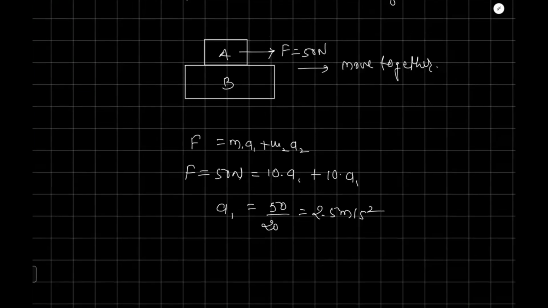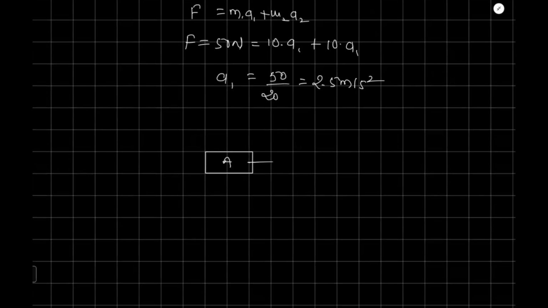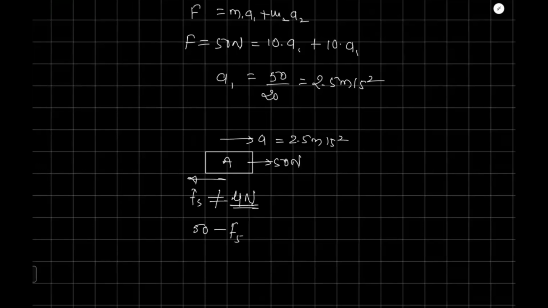If you have to find the friction now, you make this block A, and on this one the force is 50 Newton. I am assuming the friction force will act in this direction, and it has acceleration here, that is 2.5 meter per second square. So I can say 50 minus Fs, and this time F is not equal to mu into N, because we are not taking the maximum friction, because static friction can change its value from 0 to maximum, but kinetic friction is always fixed. So I can say it is mass into acceleration. My mass is 10 kg and acceleration is 2.5, so I'll get Fs as 25 Newton.